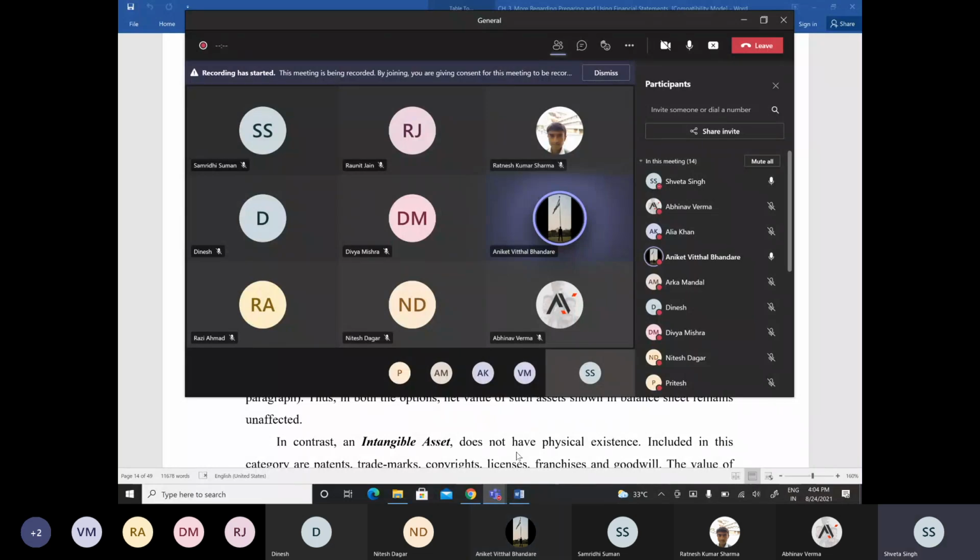So actually, Aniket, there are two ways to calculate depreciation. One is what is called the straight line method. In the straight line method, it is very simple. Suppose the asset is of 1 crore and it has a life of 10 years, then every year you just divide that value by 10 and every year you write off 10 lakhs.